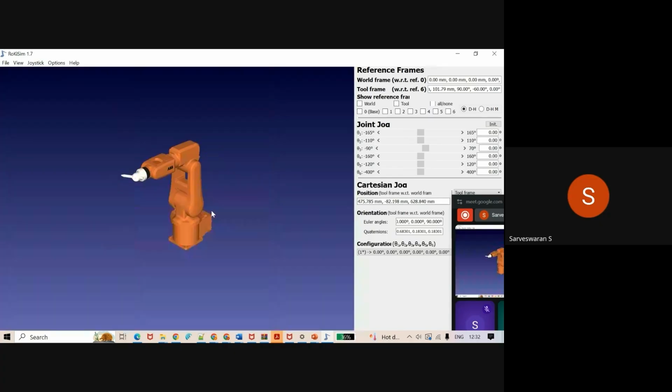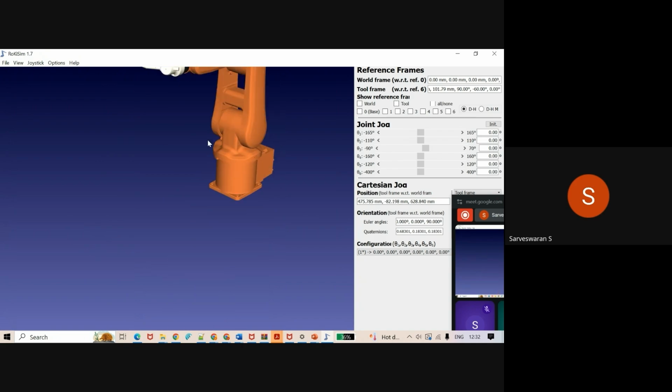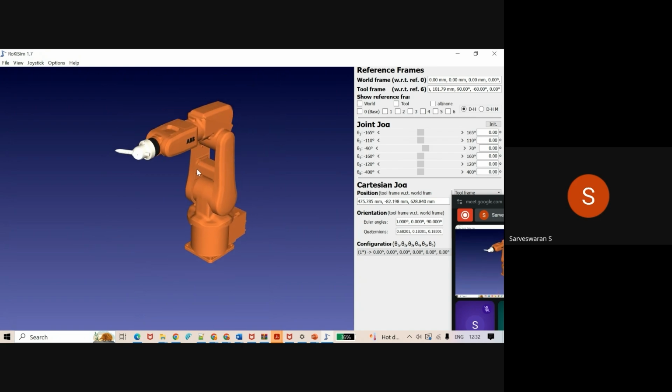Okay. So just a recap so that you can understand this concept, what I was trying to tell you. So you have this world frame and a base frame. So consider this robotic arm. You have this world frame and a base frame. So this is your end effector frame, and this is your tool frame.